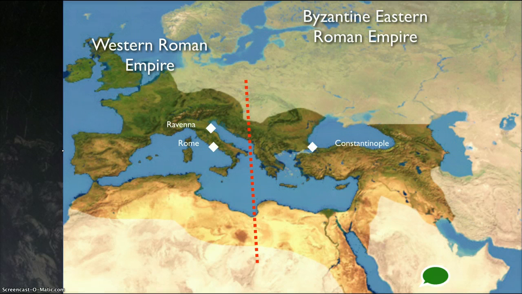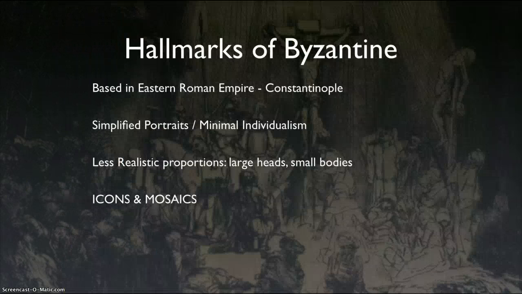And he divided the empire in half. West administered from Rome, east administered from Constantinople. And they were to be co-equal parts of the empire. So this time period we call the Byzantine period. Talked a little bit about the formation of the empire.